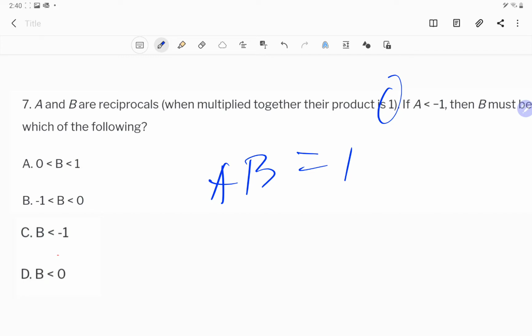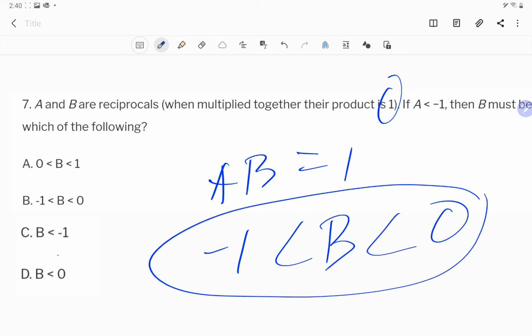So we know that B is less than 0 and B is greater than -1. We can represent this as a compound inequality: -1 is less than B, which is less than 0. So this is our answer, which is letter B.